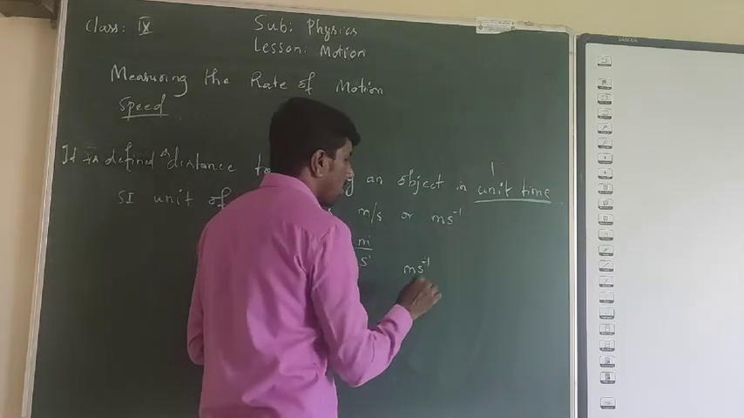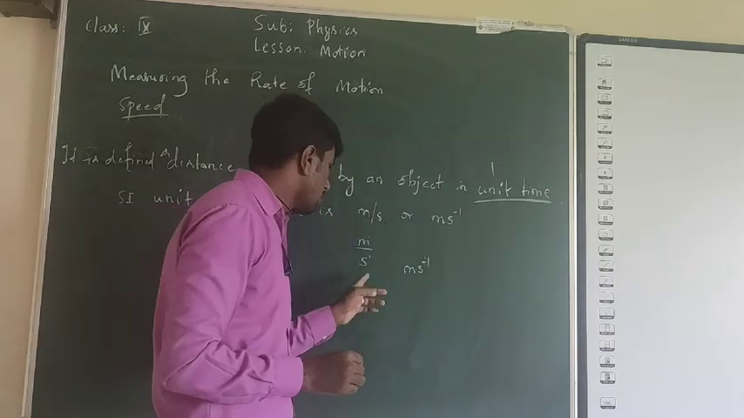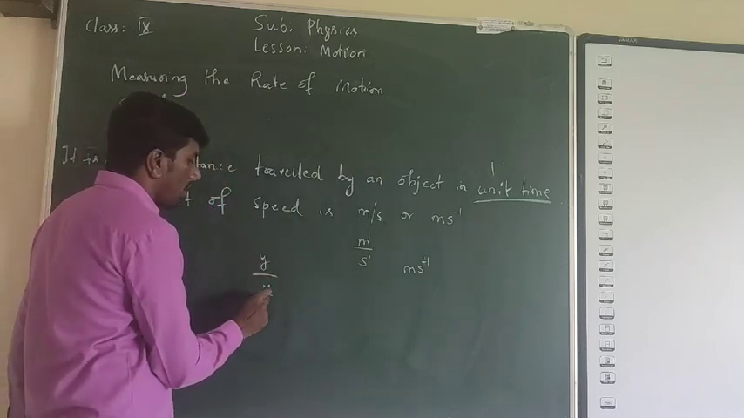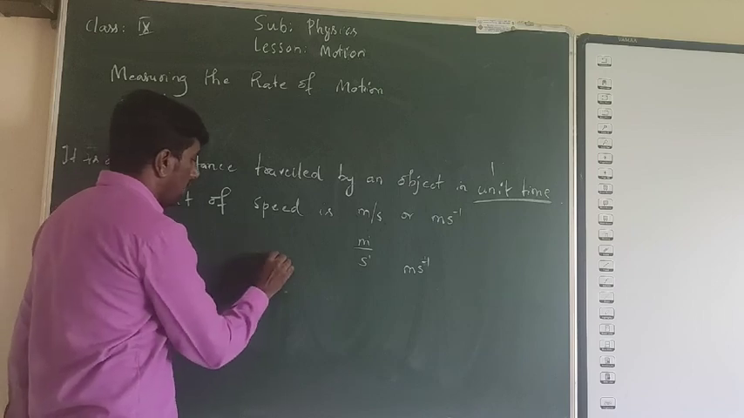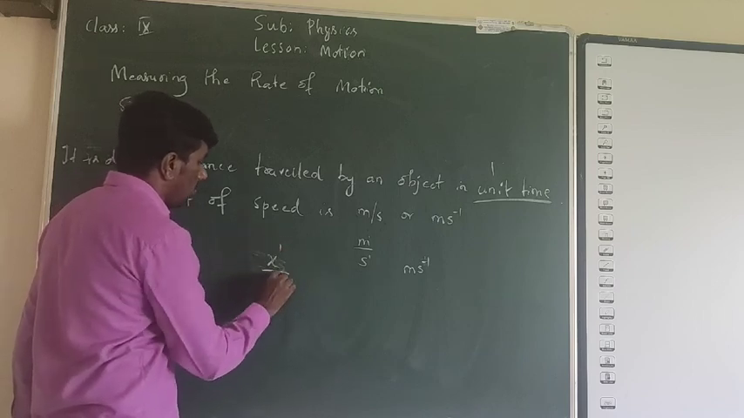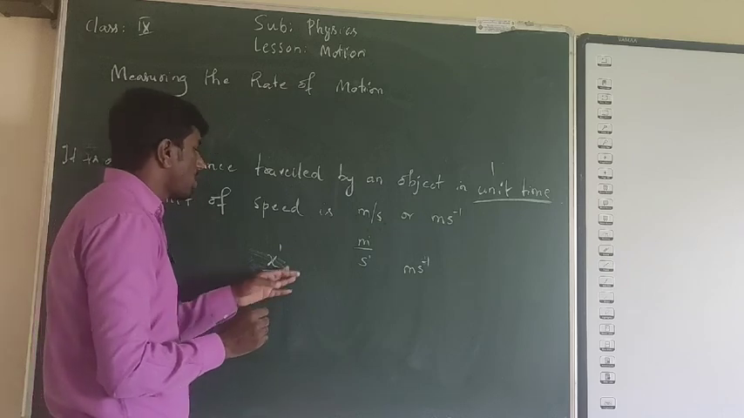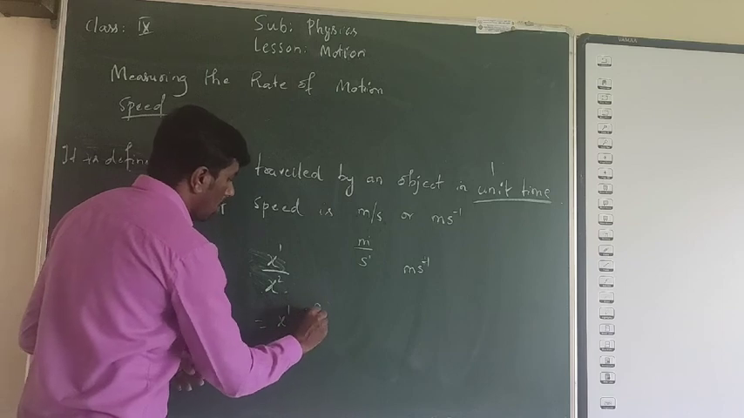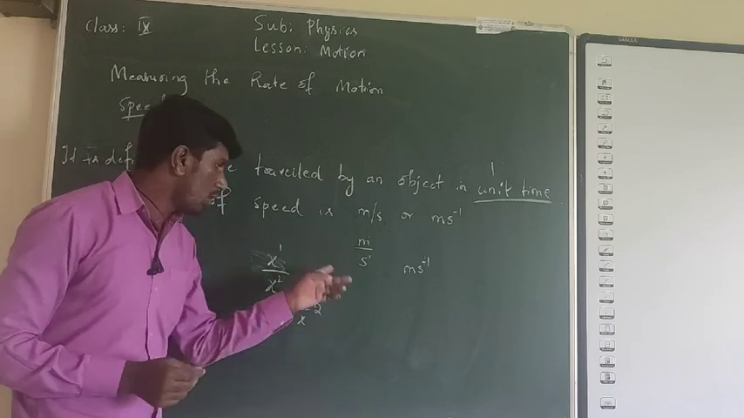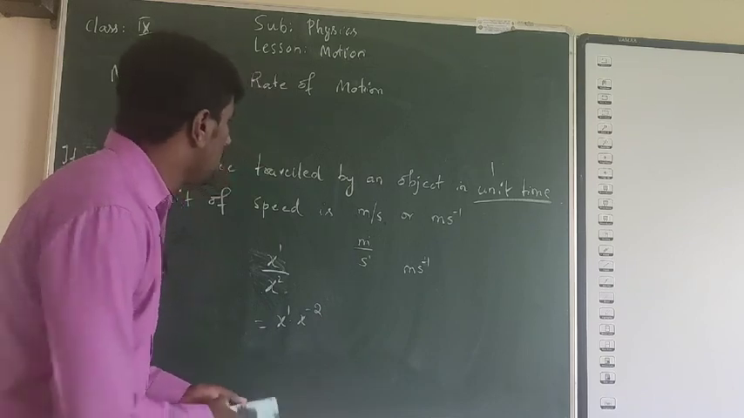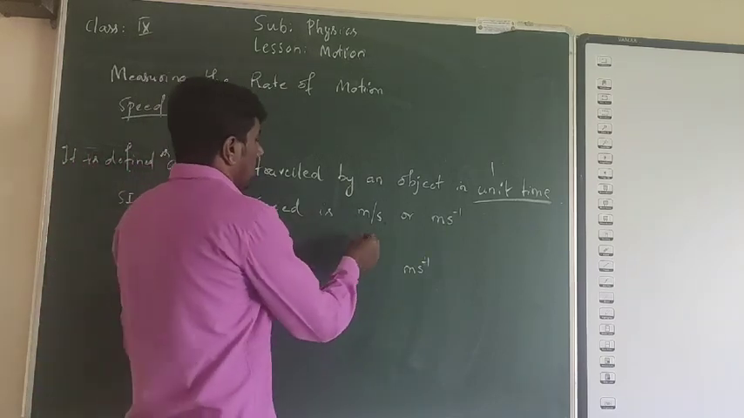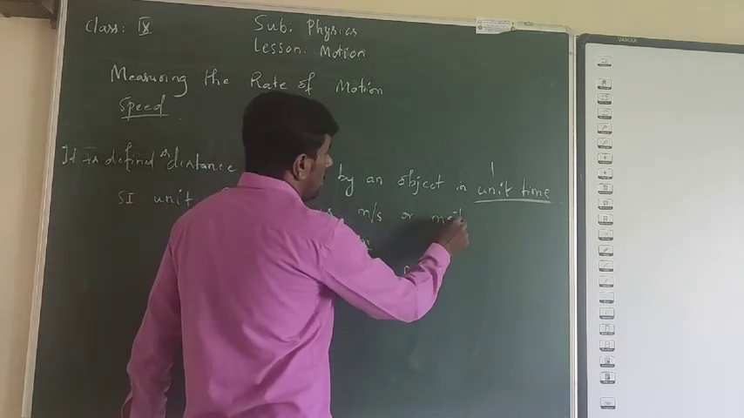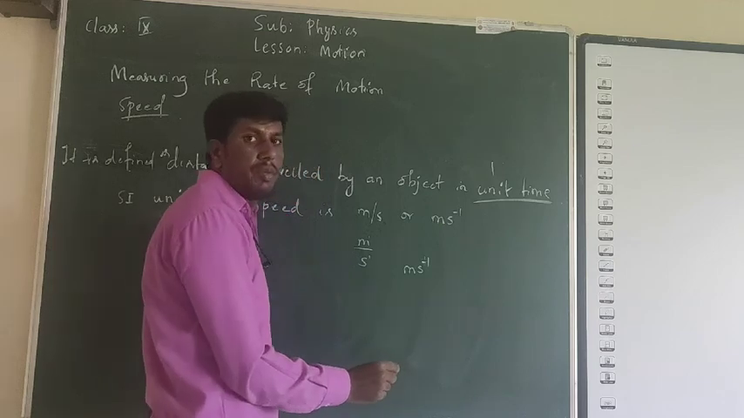You have learned this in the exponents lesson. If I have y divided by x squared and I want to bring x to the numerator, what will I do? It becomes x to the power of minus 2. You have learned this in exponents, right? The same concept is applicable here also. So it is meter per second, or meter second to the power of minus 1.